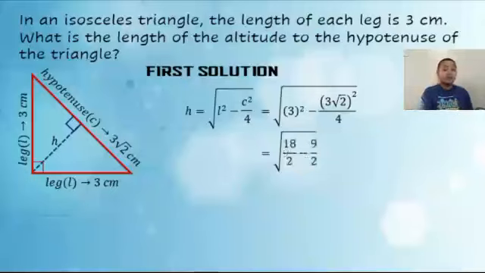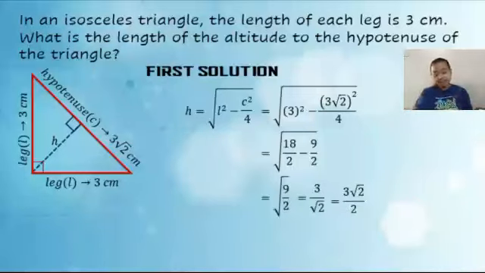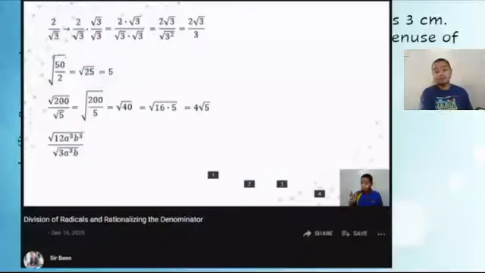So it will become the square root of 9 over 2. Simplifying that one, the square root of 9 over 2 will be 3 over square root of 2. Rationalize that fraction, it will become 3 square root of 2 over 2. So the altitude to the hypotenuse of that given triangle is equivalent to 3 square root of 2 over 2 centimeters. In case you don't have an idea on how to rationalize a fraction, you can watch my video about that one. Okay? Let us proceed to the second example.